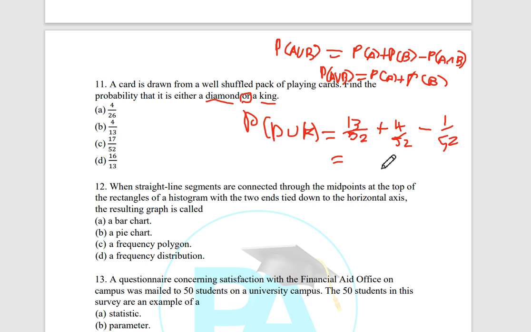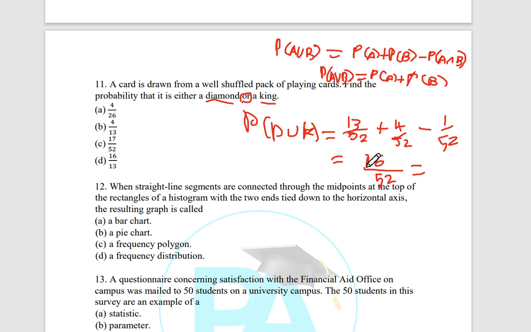Okay, so in addition and subtraction of fractions, not multiplication and division, please, without using a calculator, when you're adding and subtracting fractions that have the same denominator, just take the denominator once, 52, then you operate the numerators. That's 13 plus 4 minus 1. So 13 plus 4 is 17, minus 1 is 16. So the answer is 16 over 52. You can use your calculator, please. I don't have a calculator here, that's why I'm doing that.